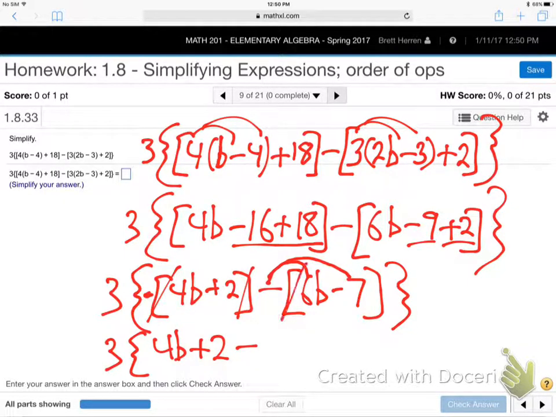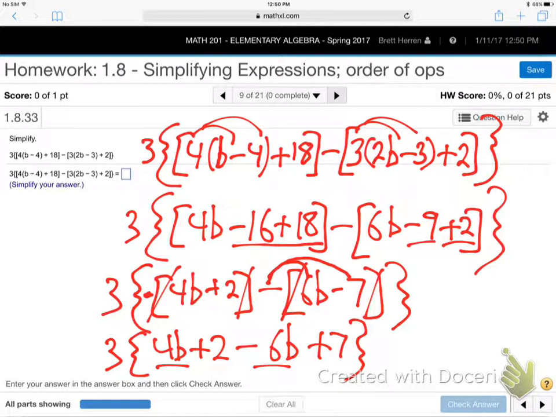But when I drop this floodgate, the negative sign goes in, becoming negative 6b and plus 7. Did you see that? See how that negative hit the 6b and then hit the negative? Negative, negative, plus. And those walls are down. The brackets are down. Now you could distribute.